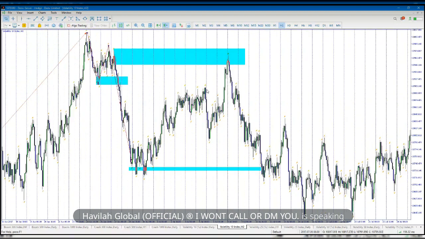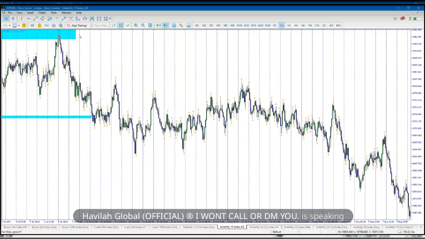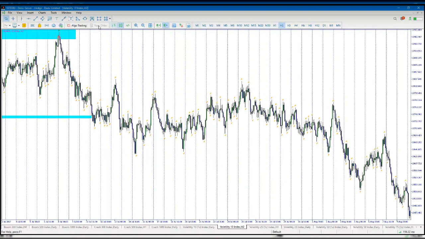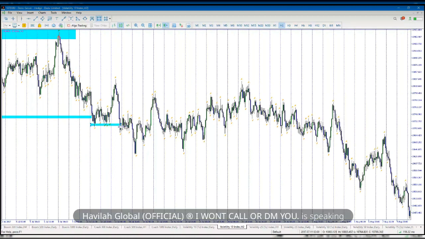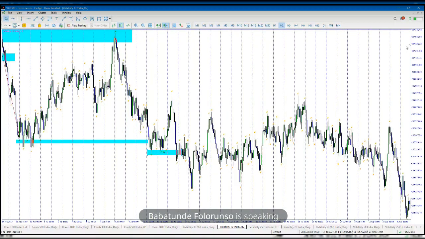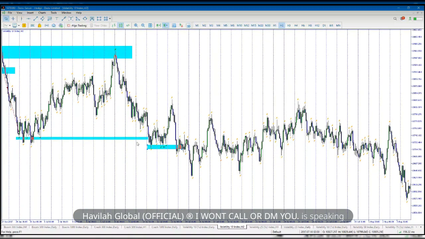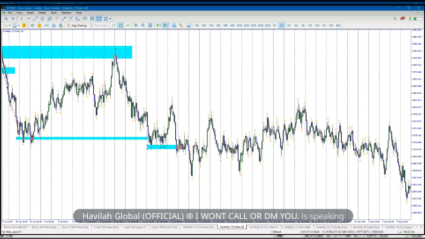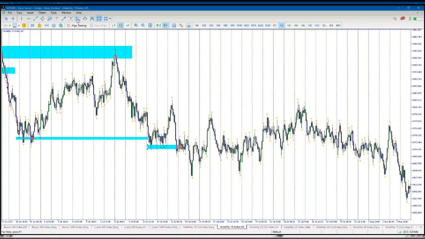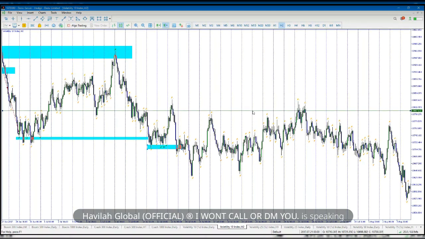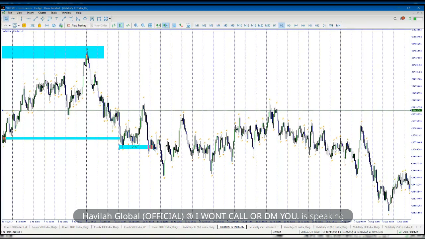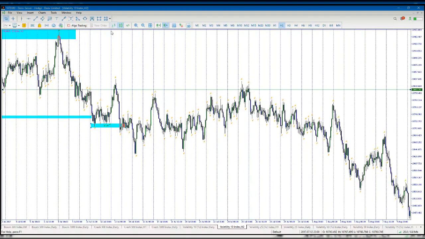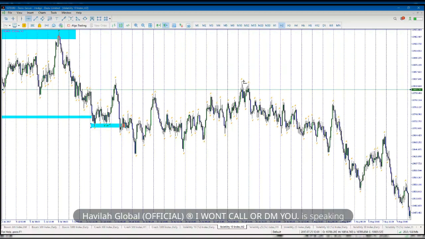So what happened again? Break of structure. This guy broke structure, came back. Ordinarily, we'll be expecting this guy to come to this last bullish candle. But let me see, did he take this guy out? He didn't take it out.